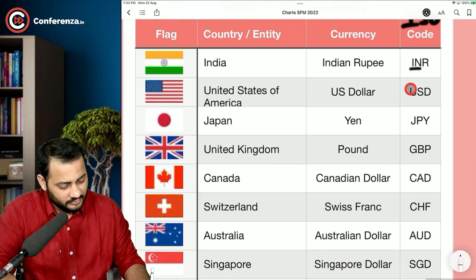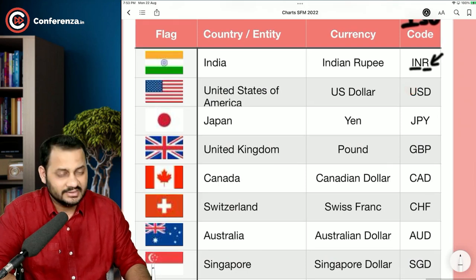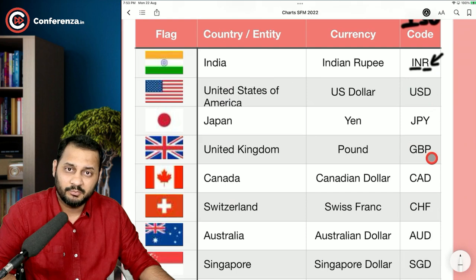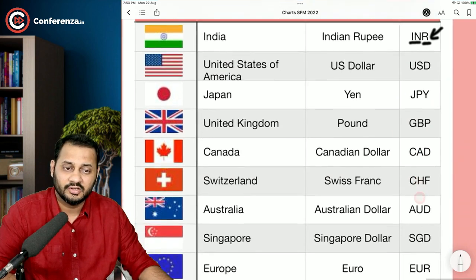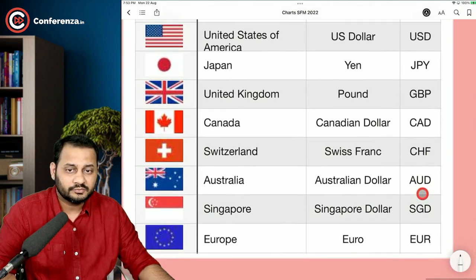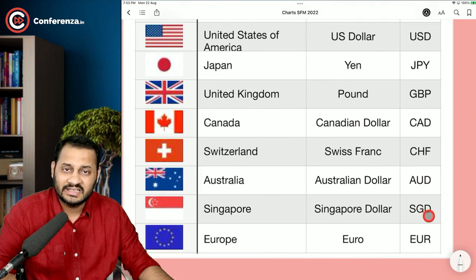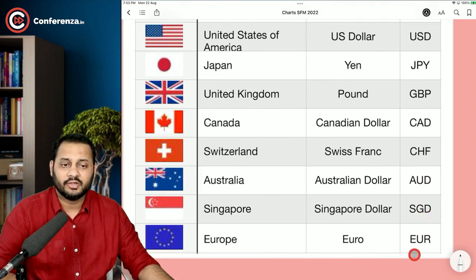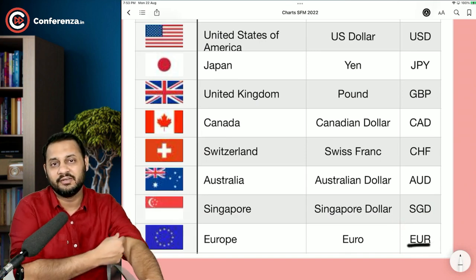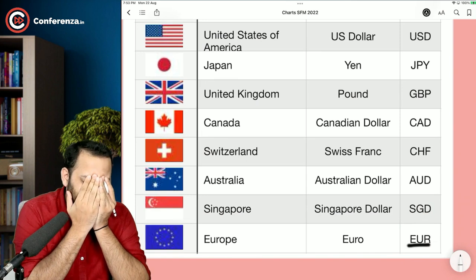And the last alphabet represents the currency of that country. R means rupees, D means dollar, Y means yen, P means pound, D means dollar again, but in this case it will be Canadian dollar. USD means US dollar, CAD means Canadian dollar. F is for franc, Swiss franc. AUD is Australian dollar, SGD is Singapore dollar, R means euro. So EUR explains the currency as well as the continent.